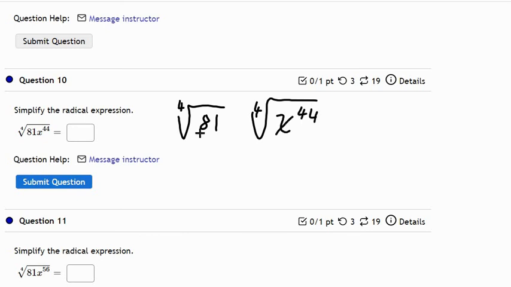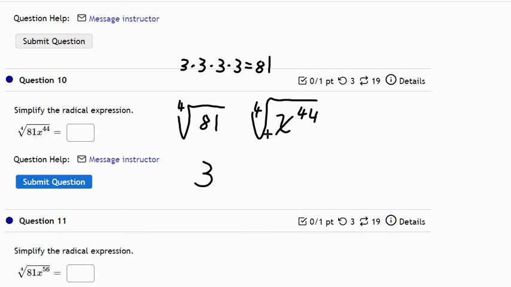So the first one, the 4th root of 81, the number I multiply by itself 4 times to get 81 is 3. 3 times 3 is 9. 9 times 3 is 27. 27 times 3 is 81. So the 4th root of 81 is just 3.